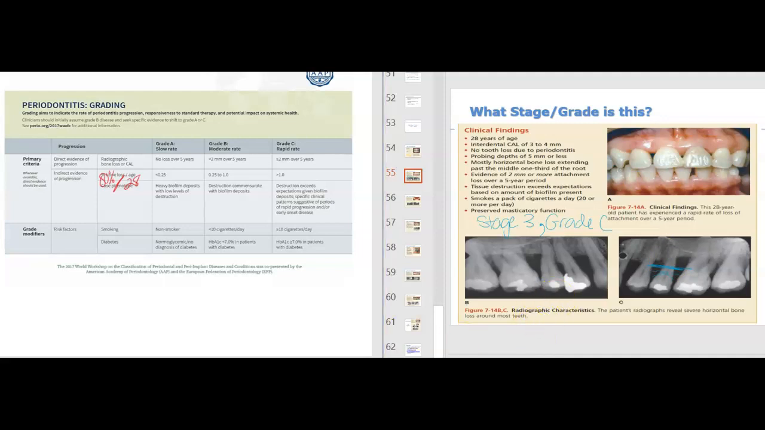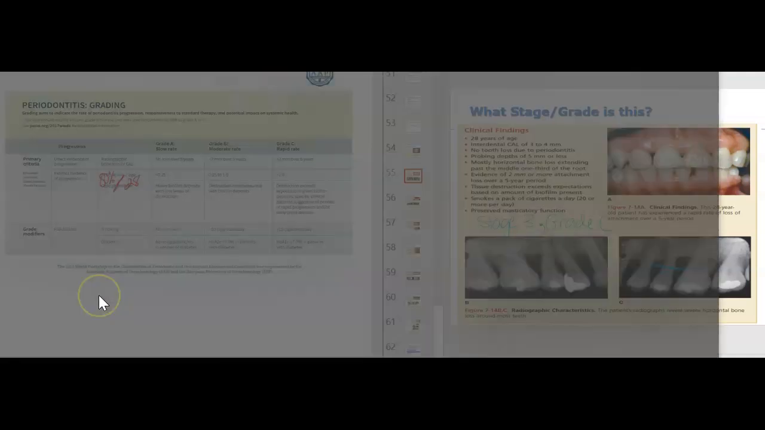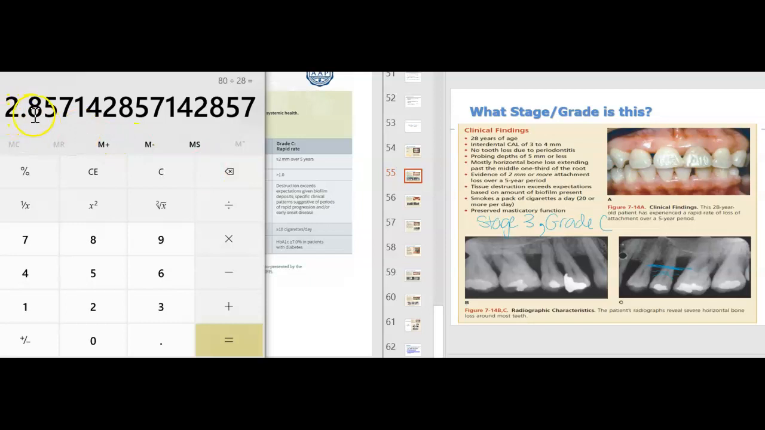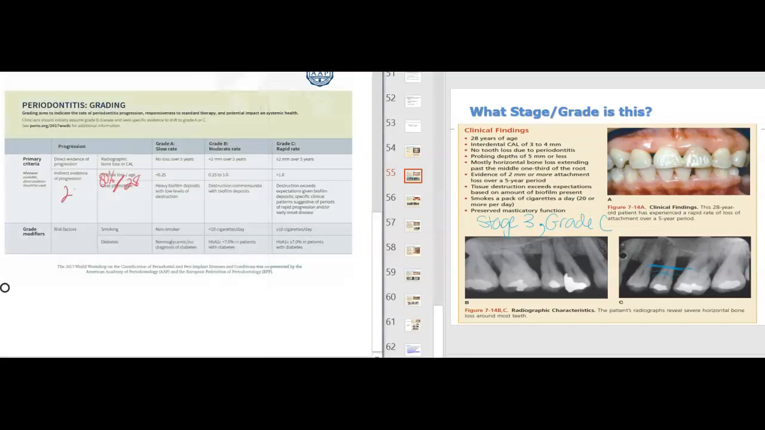And so let's do that. I'm going to pull up a calculator. We're going to do this. So it's saying 80%, because that's how much bone loss he has. So 80 divided by his age, and his age is 28. So if I go 80 divided by 28, I'm getting 2.85, or 2.9. So his radiographic bone level is 2.9. 2.9 is more than 1, so that puts him in this category. So again, he is still a grade C. Even when you calculate the radiographic bone level, he still falls under the grade C category.